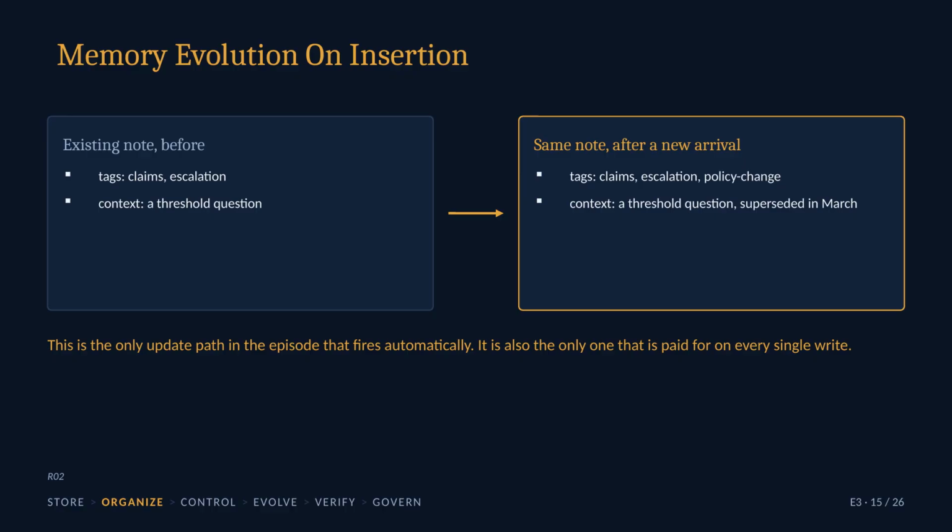When a new node arrives, the neighbors it just linked to can themselves be revised, their tags and their contextual descriptions updated in the light of what has just been filed. Look at what that is. It is an update operation that fires automatically, on a real trigger, at a meaningful granularity. It is the only one of its kind in this episode. It is also the only update path here that is paid for on every single write, and by the end of the next 5 minutes that will look like a bargain.